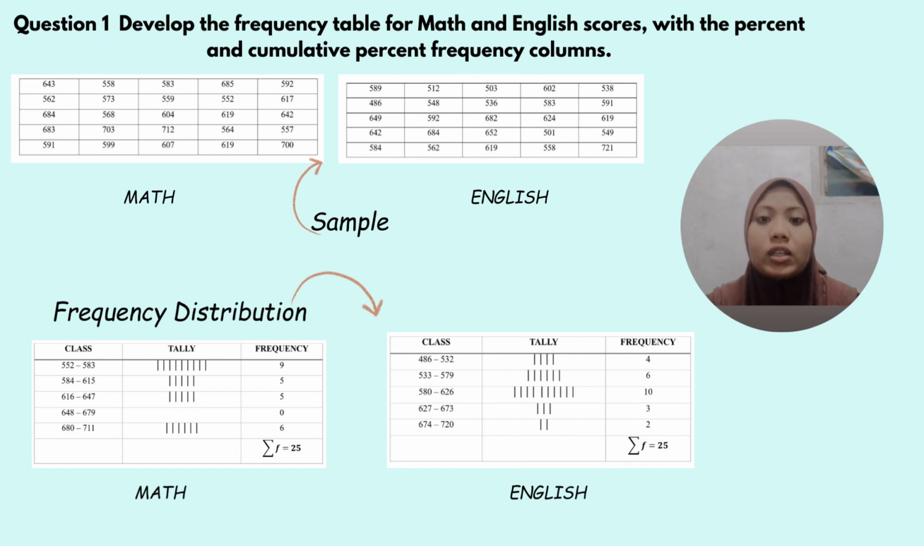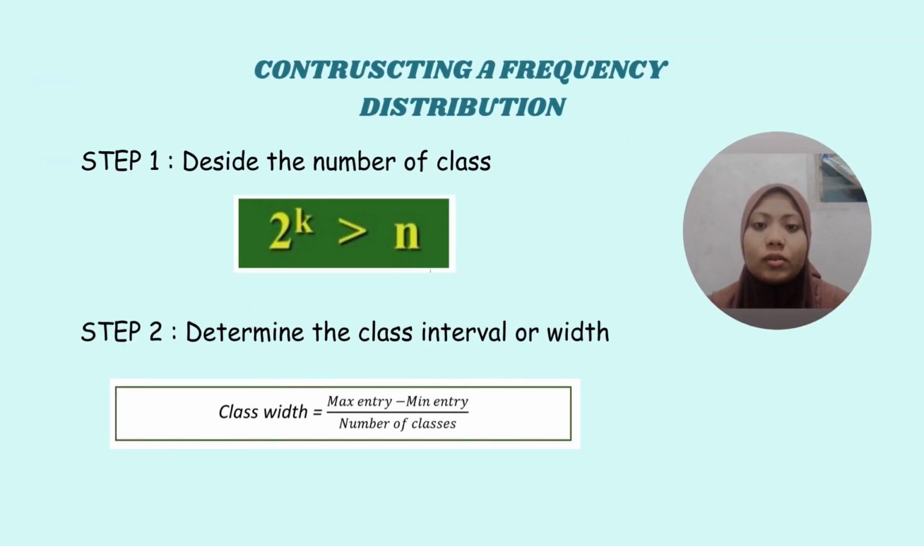First question given is we need to develop the frequency table for math and English scores with the percent and cumulative percent frequency columns. From 500 university students, we need to select 25 students randomly for the information given. From this number, we need to construct a frequency distribution. There are 5 steps to constructing a frequency distribution.